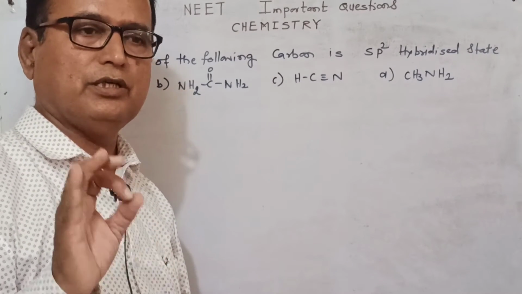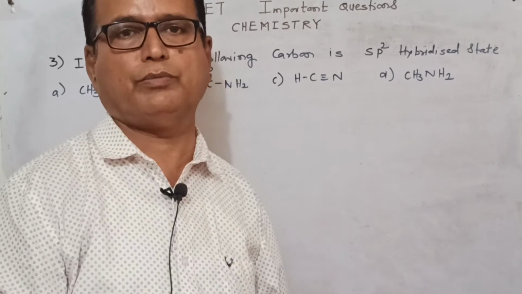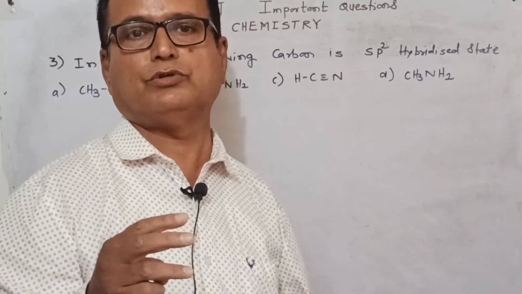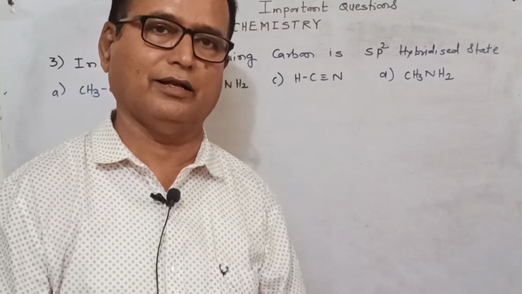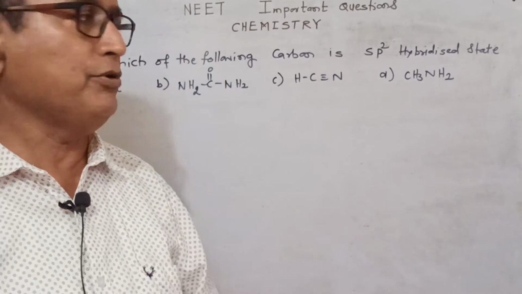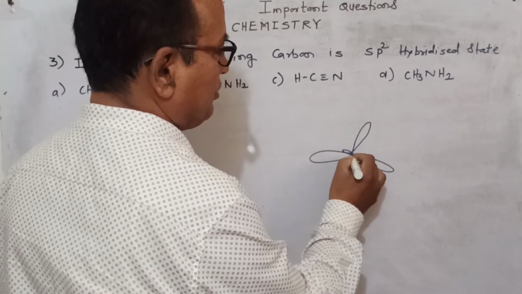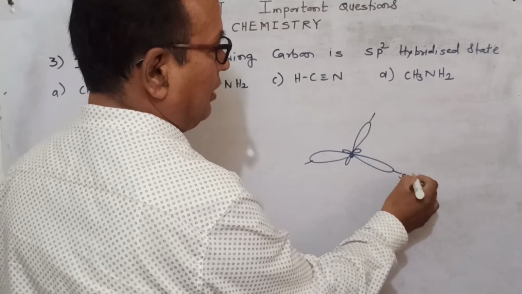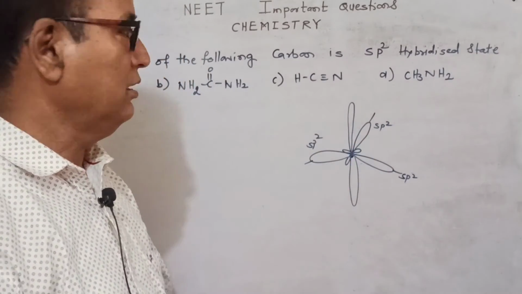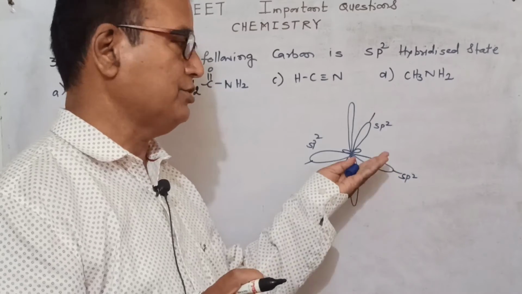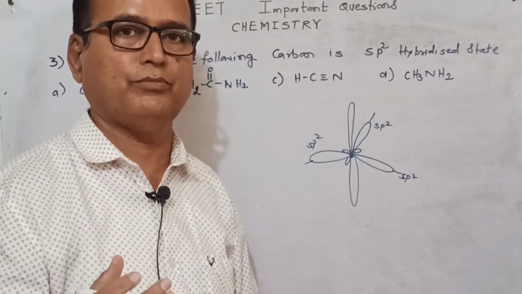sp2 hybridized carbon means in this carbon in excited state, it combines with one s orbital of carbon and two p orbitals of carbon combined with each other. They give three sp2 hybrid orbitals. These three sp2 hybrid orbitals are directed towards three corners of a triangle and one of the pz orbital is in pure state. Suppose this is the carbon consisting three sp2 hybrid orbitals, number 1, 2 and 3, and one pure pz atomic orbital which is perpendicular to the plane containing the 3 sp2. This p orbital is used to form pi bond formation.